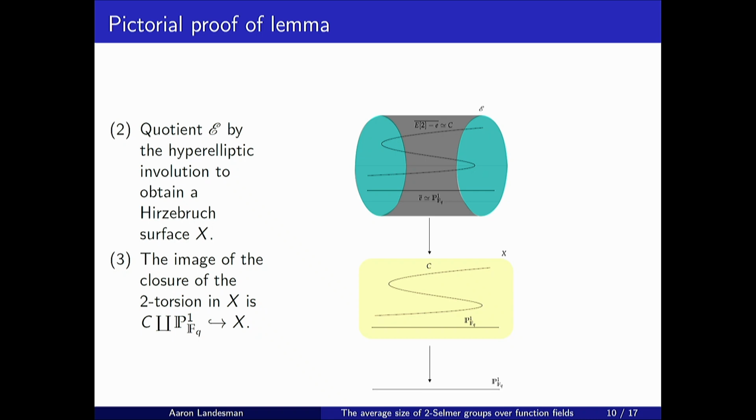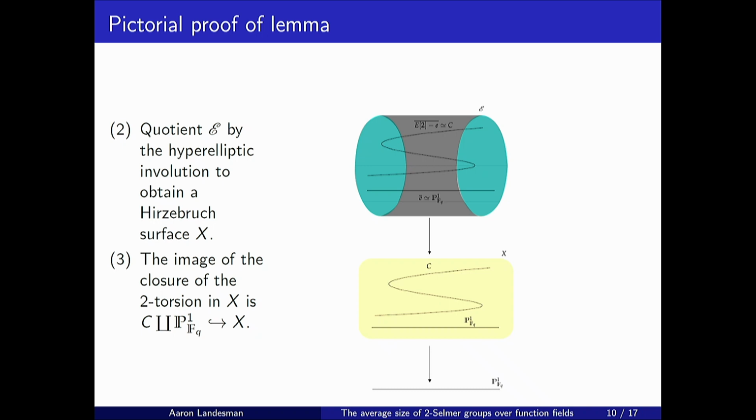Okay, so let's keep going. We've taken our elliptic curve and spread it out to a minimal proper regular model. Now the hyperelliptic involution on the elliptic curve, which is multiplication by -1, spreads out to a hyperelliptic involution on the minimal proper regular model. And so you can quotient by that, and when you quotient by that, you get a Hirzebruch surface. Basically because if you take an elliptic curve and quotient by the hyperelliptic involution, you get a P1.